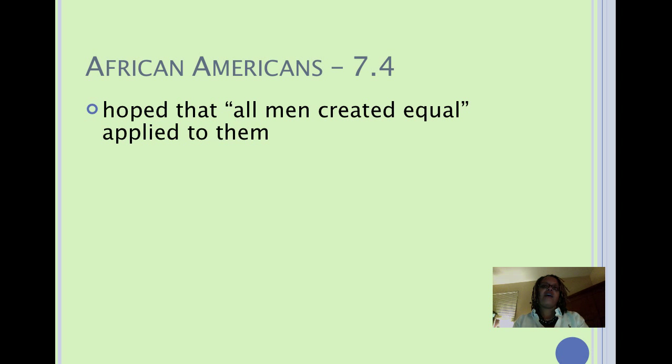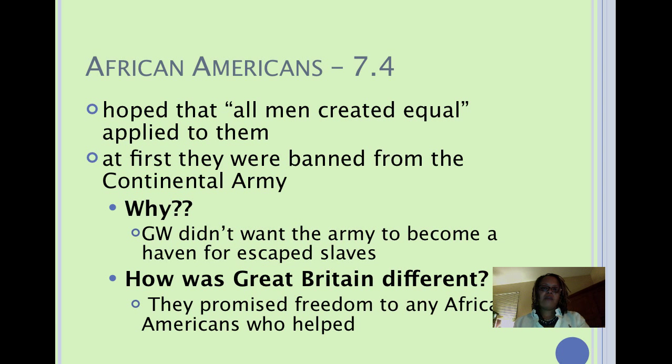They hoped that "all men are created equal," that language from the Declaration, would apply to them. At first, African Americans were banned from the Continental Army. This was because George Washington did not want the Army to become a haven, a word that means safe place, for escaped slaves.